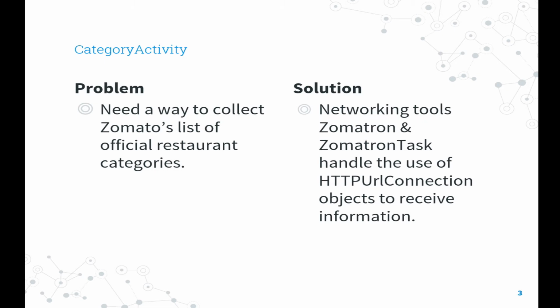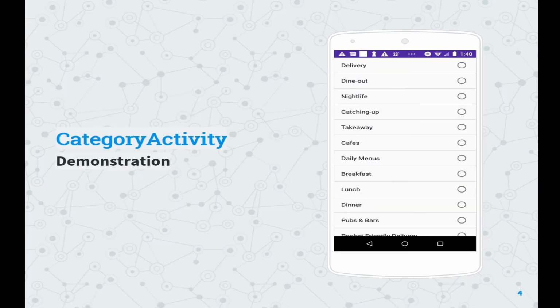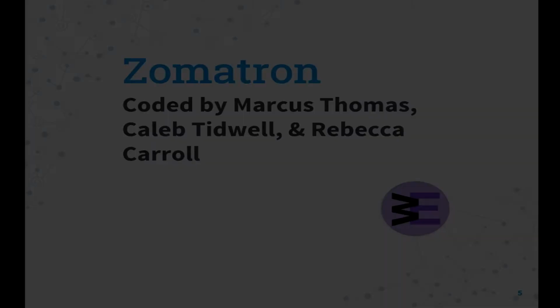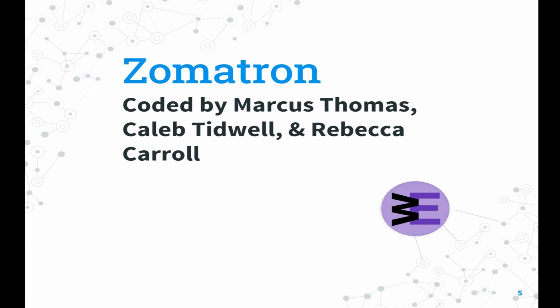The major problem we faced while developing this activity was actually getting the information off of Zomato servers. To do this, we developed two networking tools. These networking tools, Zomatron and Zomatron Task, allow us to get geographic info for the user, as well as descriptions of various restaurants and categories.